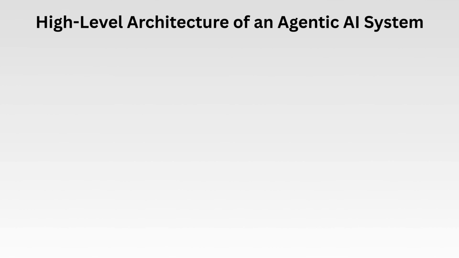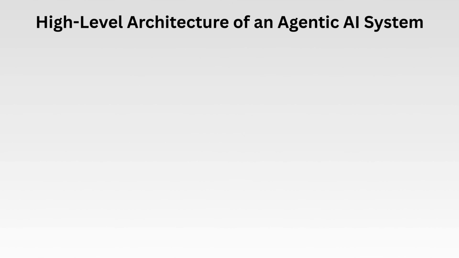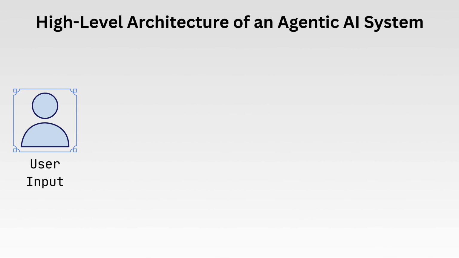An agentic system is not just a language model generating text. It is a coordinated architecture of reasoning, planning, tools, and memory working together to achieve a goal. Think of it as an intelligent software system, not just a chatbot. Every agentic system starts with a goal. This goal may come from a user prompt, an API call, or even a scheduled event. For example, analyze last quarter's sales data and generate a summary report. This input becomes the objective the agent must solve.